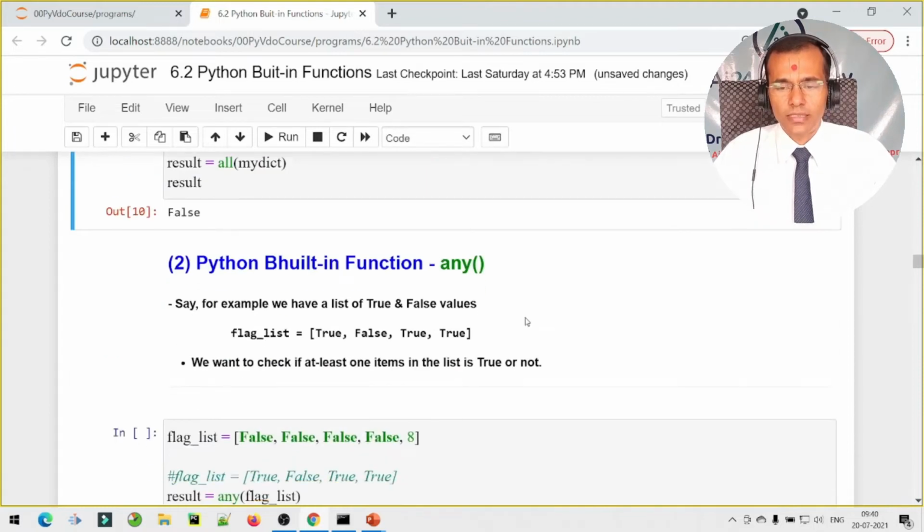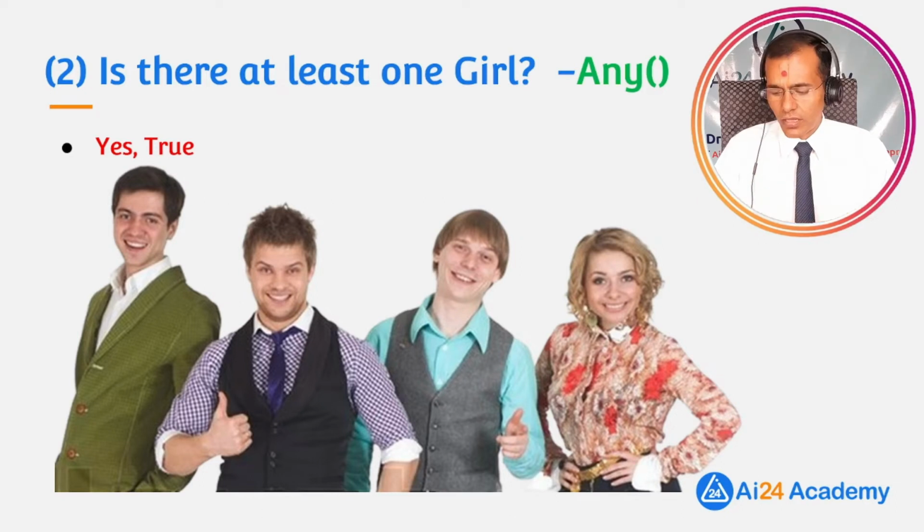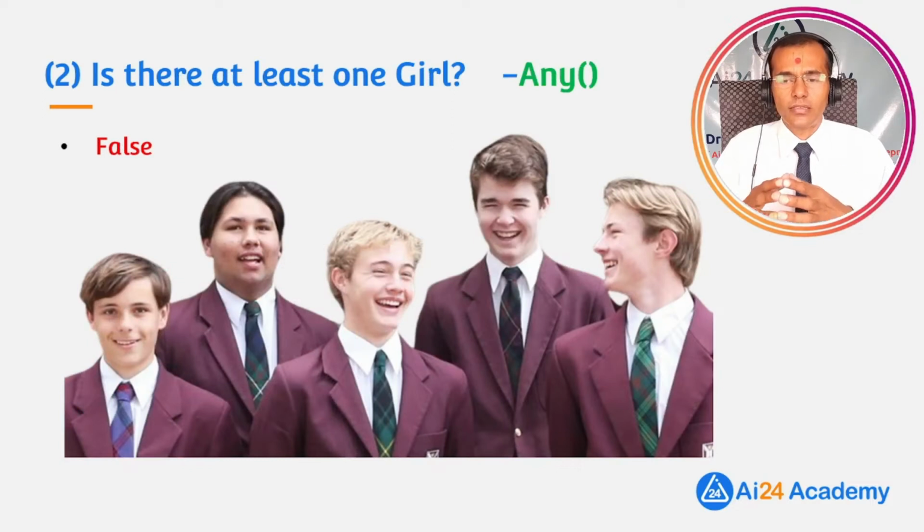Now let us look at the second built-in function, any. Just look at this image and ask this question: is there at least one girl? It is true that there is at least one girl. Now again look at this image and ask the same question: is there at least one girl? Then we can say that yes, there is one or more girls. And now again ask the same question by looking at this image: is there at least one girl? So now it is false.